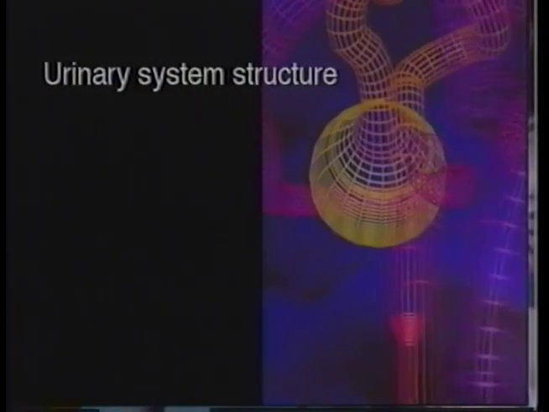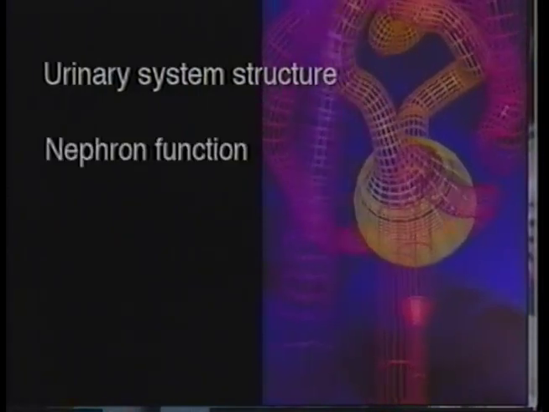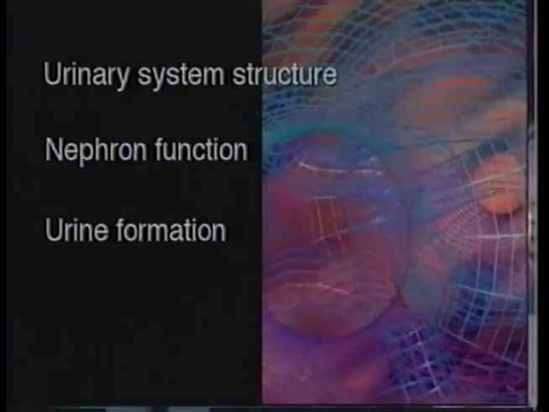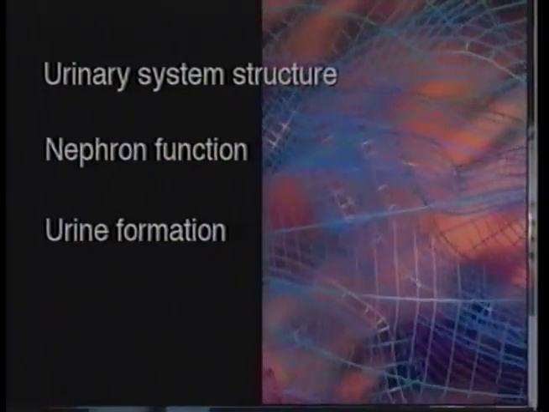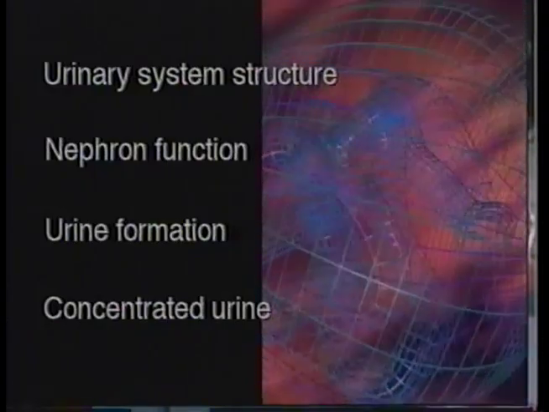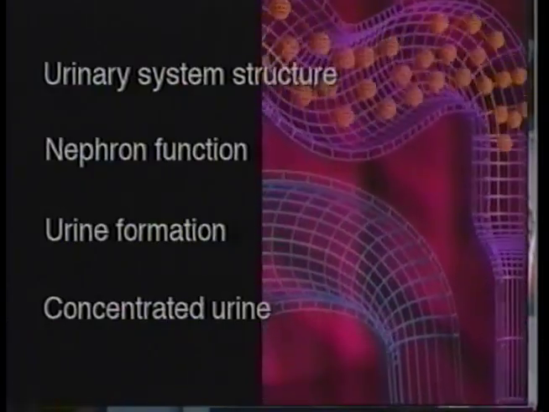How do our kidneys remove the waste from our blood while recovering the useful materials? To begin to answer this question, we will begin by examining the structure of the urinary system. Then we will take a closer look at the function of the nephron. Following that, we will examine the 3 steps of urine formation. Finally, we will find out how the kidney concentrates urine.